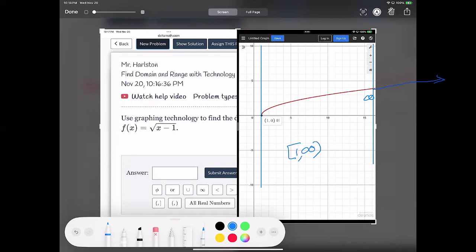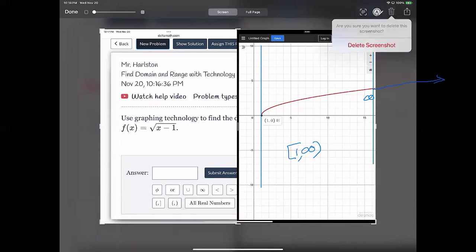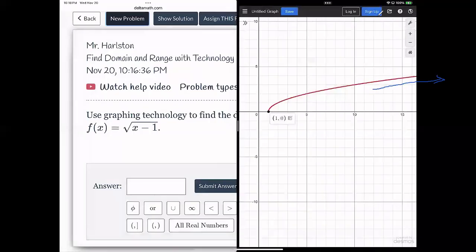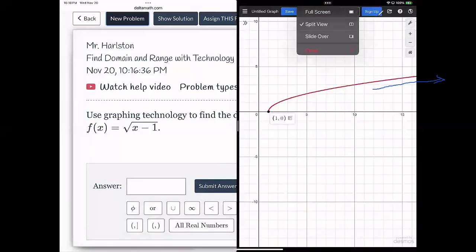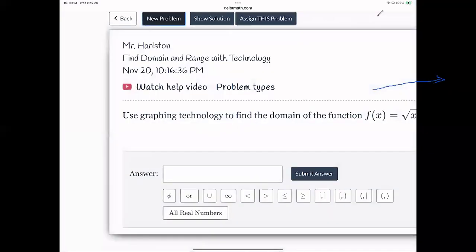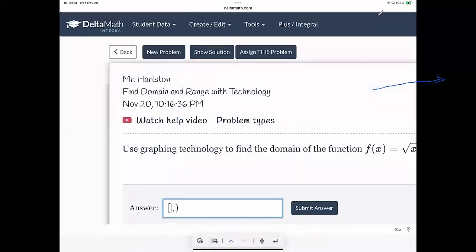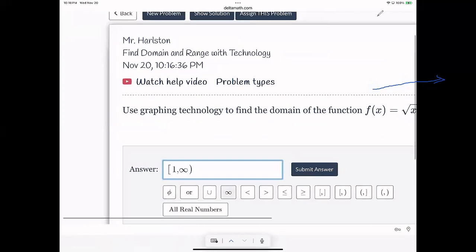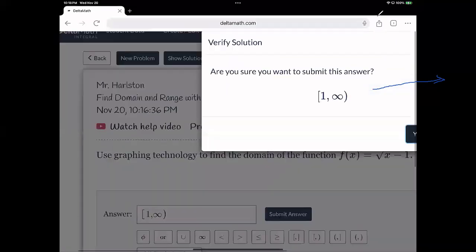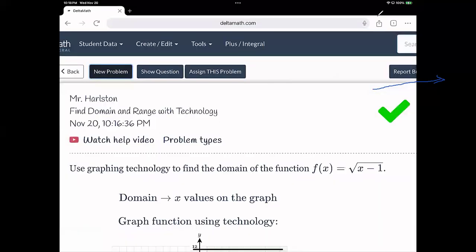So I can delete this now. And then I can enter that. I don't need the graph anymore. Okay, so I need a bracket and a parentheses again. It starts at 1. So I put a 1 in there, and then it goes to infinity, going to the right forever. And then I just submit it, and it says, nice job.